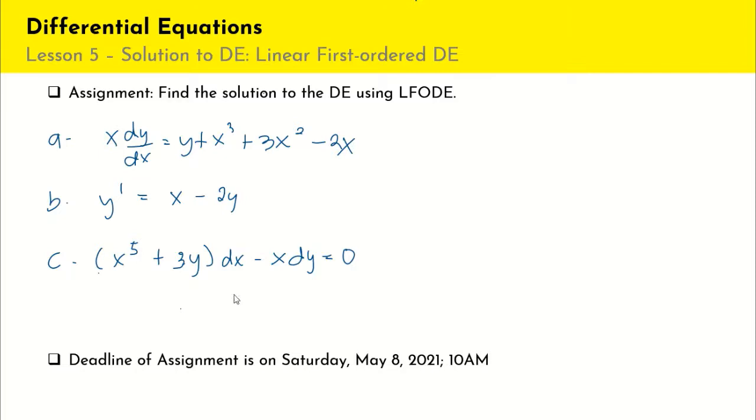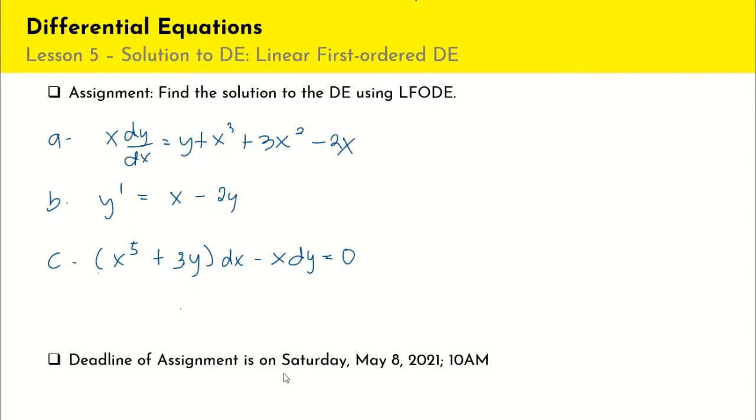Okay, the deadline of assignment is on Saturday, May 8, 2021, 10 a.m. sa Moodle. Medyo naka-down ngayon ang Moodle. Babalik ko ulit yung Moodle kasi na-expire na, kasi libre lang yun eh. Ganun talaga pag trial. Okay, so I hope magawa niyo yan.